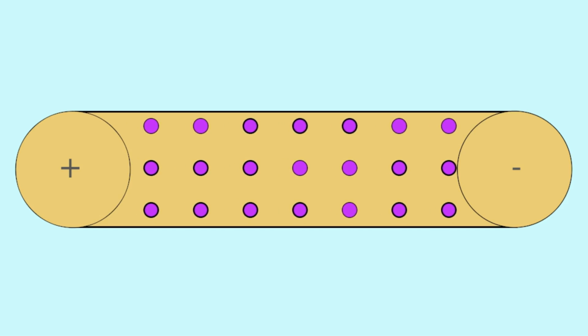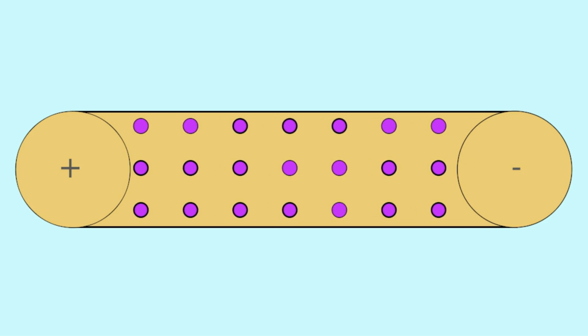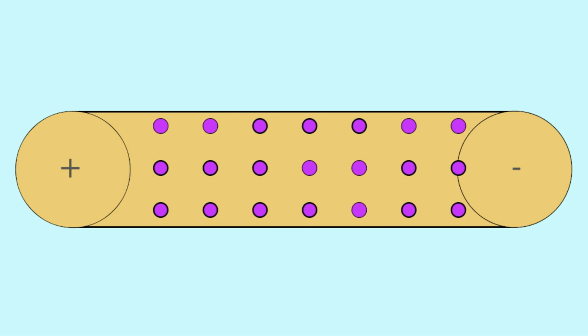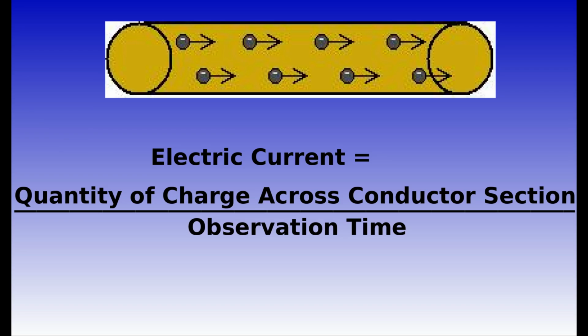For the electrical current, we can reason similarly. We can assimilate the flow of charges to the flow of water, and then we can write the following formula. Electric current equals the quantity of charge passing through a section of the conductor divided by the observation time, or how long it takes for those charges to go through the section.